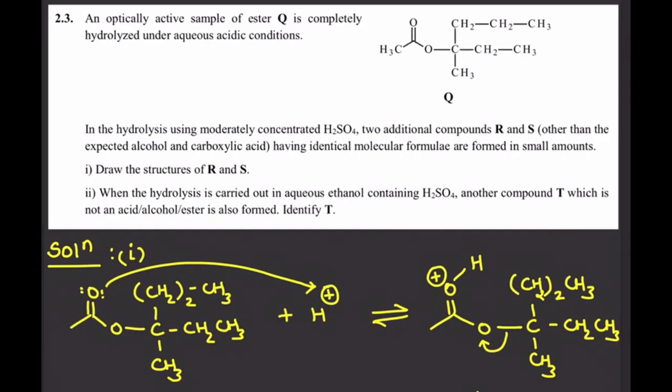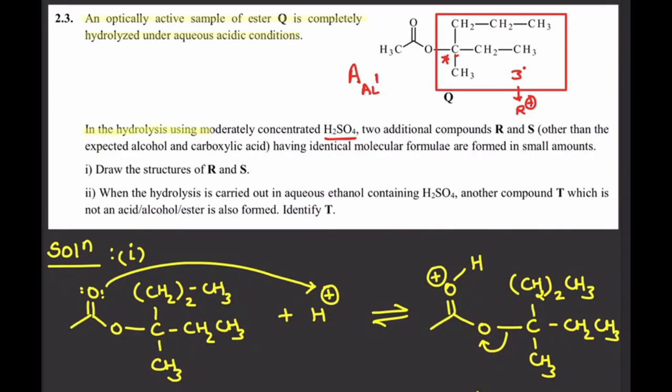So let us now move to question 2.3. An optically active sample of ester. See, this particular carbon is chiral, so that is why the ester is optically active. It is completely hydrolyzed under aqueous acidic conditions. You can see that again the alkyl part of this ester is a 3-degree alkyl part, and whenever it is a 3-degree alkyl part, it can form a stable carbocation. So this example, with H2SO4 as the acidic medium, will have an alkyl-oxygen bond fission and a carbocation is formed, so most probably it is going to be AAL1. We'll confirm it in the mechanism further.